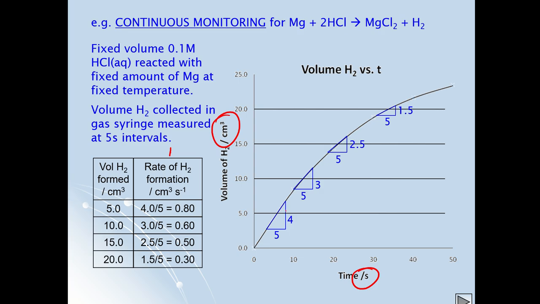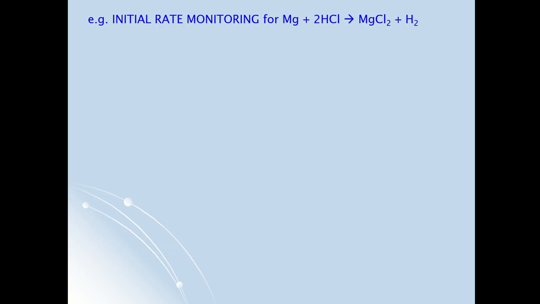Okay, here we are 4 over 5, which is our 0.8, and then we get right down to the end where we're still using a 5-second interval, but our amount of gas that's made in that time this time is only 1.5, and therefore the rate, okay, which is the gradient at that particular point, has changed. It's now 0.3. So that's what continuous monitoring looks like.